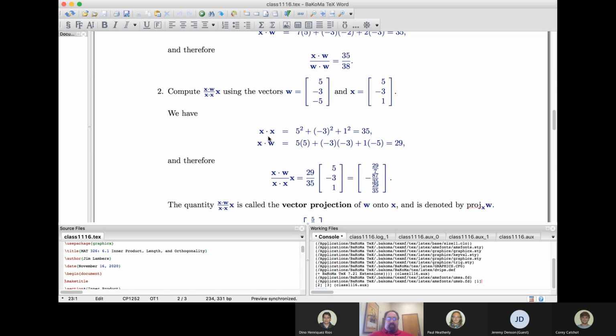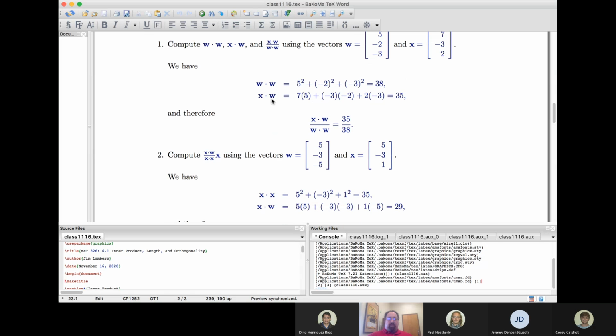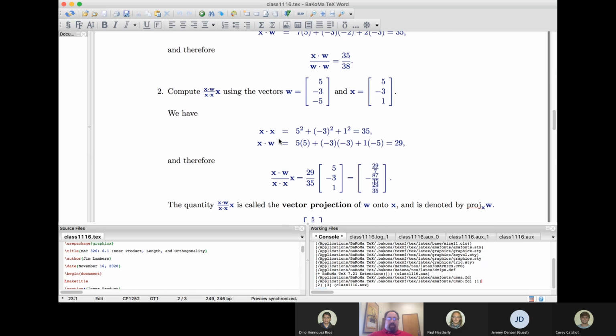Now the next problem calls for essentially the same operations, just the roles of w and x are reversed. So the length of x squared, so the inner product of x with itself, and then the inner product of x with w. So that is just like in the previous problem.